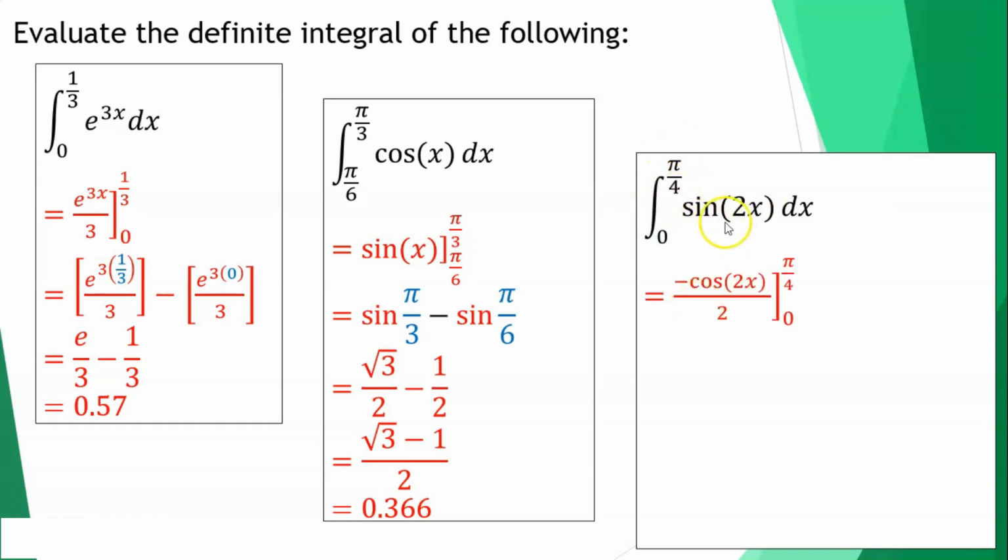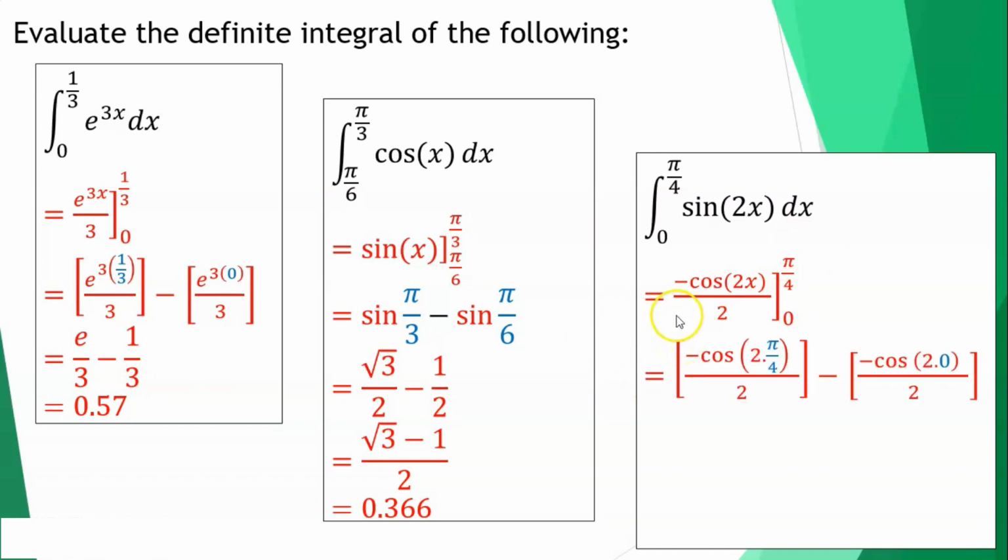So with this, the integral of sine 2x, that's negative cosine 2x over 2. So evaluated from 0 until pi over 4. So at this point we will substitute. So our x will be replaced by pi over 4, and here it's 0. So this would become cosine of pi over 2, or that is 90.